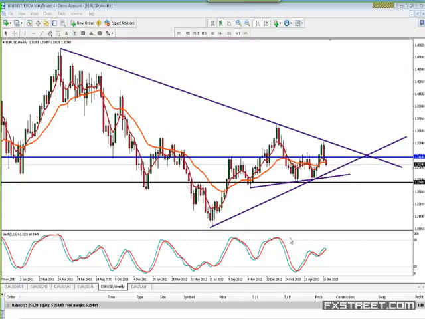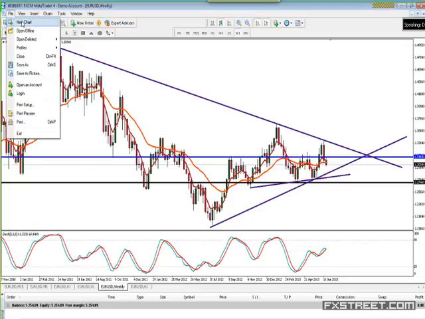But, okay, so what are some of the best ways? Let me just point out some of the obvious stuff in the market. Alright? So, if we're looking at, we'll get a fresh chart here.